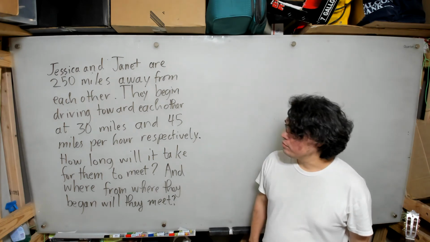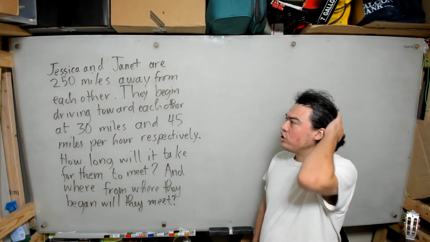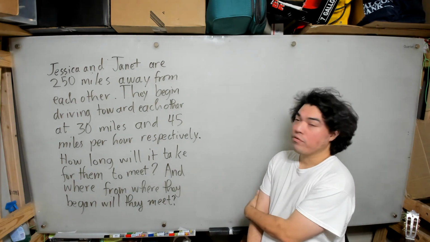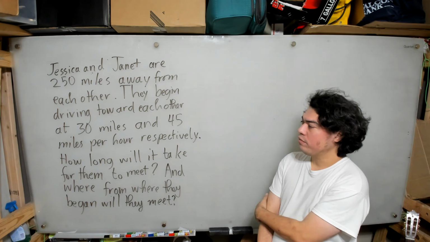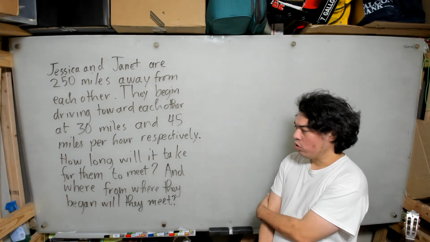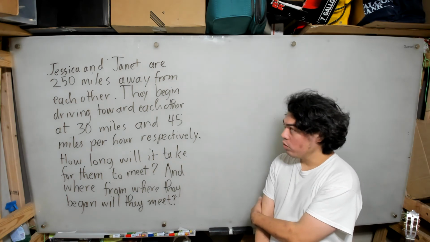So let's begin. Let's first read it together. Jessica and Janet are 250 miles away from each other. They begin driving toward each other at 30 miles and 45 miles respectively. How long will it take for them to meet? And from where they began, will they meet?